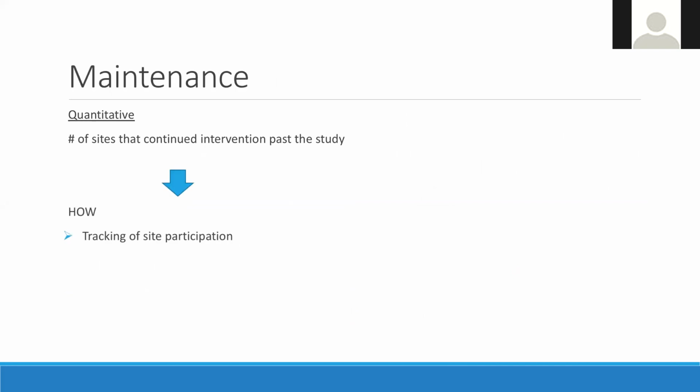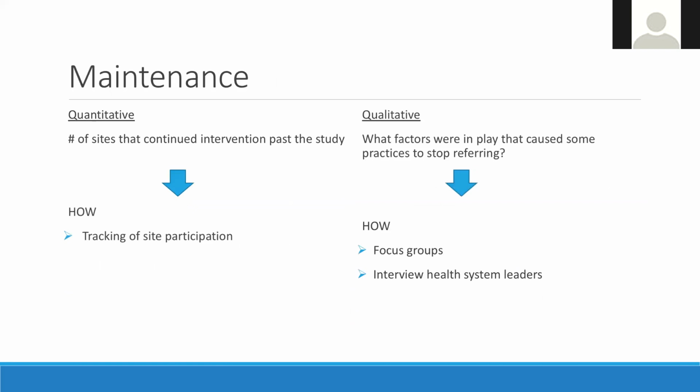You can track site participation. I'm going to run through this one pretty quickly because I think you get the idea. But what factors were in play that caused some practices to stop referring? My favorite is, oh, well, the study was over, so we didn't have to do that anymore. So if it's something that is really implementing well and people really see the value of it, they're going to tell you about it, and you're going to see that happening in your observations. And then you can also see where that becomes something that is routine and that they want to keep doing. All right, so that was our quick example.